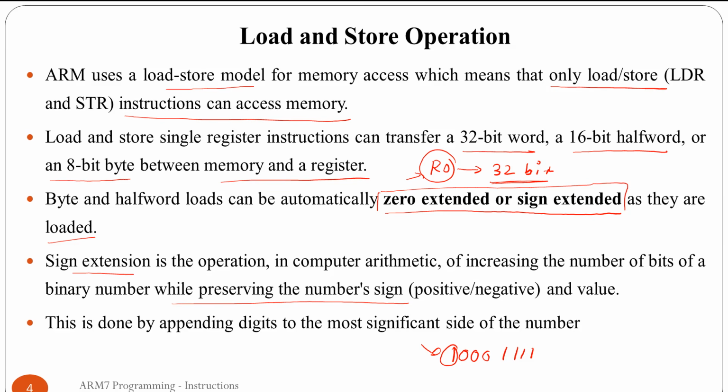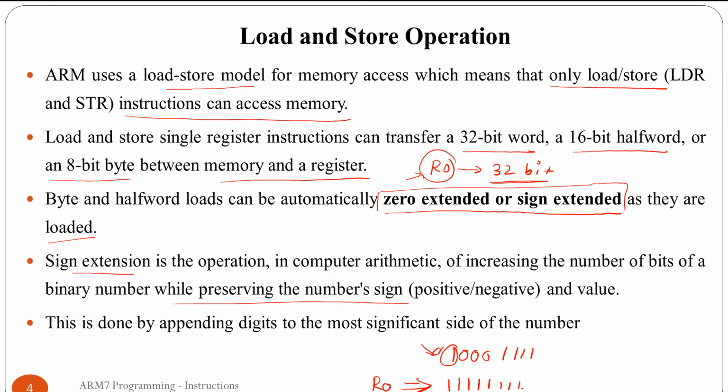If we load this 8-bit data into the R0 register of ARM, then we must convert this data into 32-bit, because the R0 register is 32-bit wide. So we have to preserve the sign of this particular number. The MSB, as we know, always represents the sign of that number. So we put 1s, the value of that MSB bit, in all the next locations.